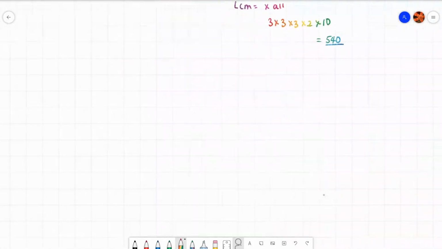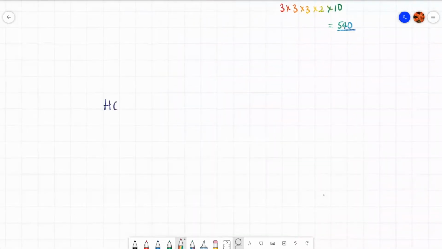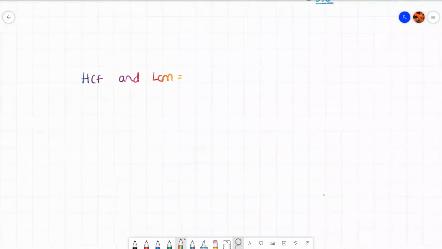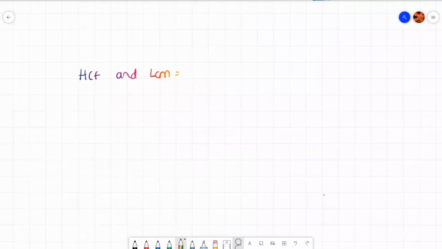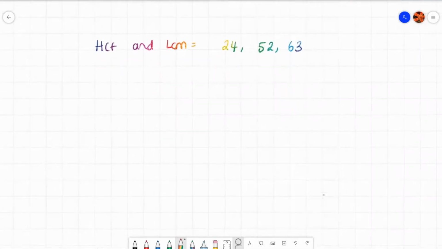Let's do an example. What if you had 3 numbers? Which sometimes you do in your GCSE exams. It might give you a worded question where you have 3 things and you have to work out either the highest common factor or lowest common multiple from it. So let's have a look. Let's do 24, 52 and 63, should we say. So let's draw our prime factor trees.